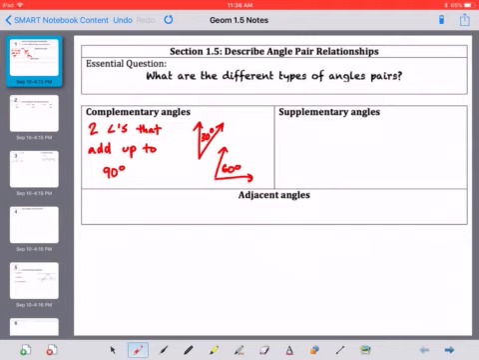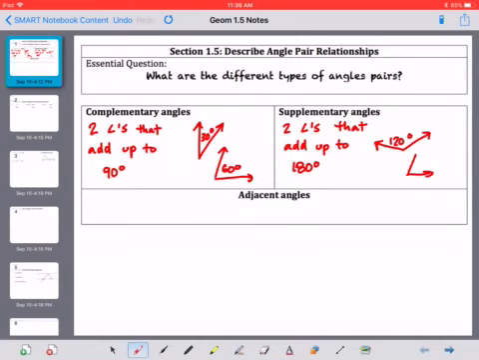Supplementary angles, on the other hand, are two angles that add up to 180 degrees. For example, say we have this obtuse angle. Let's say it's 120 degrees, and then over here we have this 60-degree angle. Well, those two angles add up to 180, so we would say that they are supplementary.